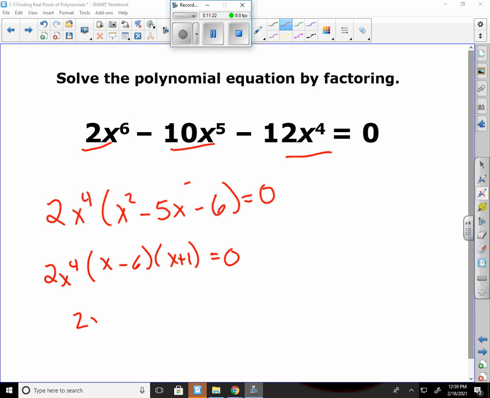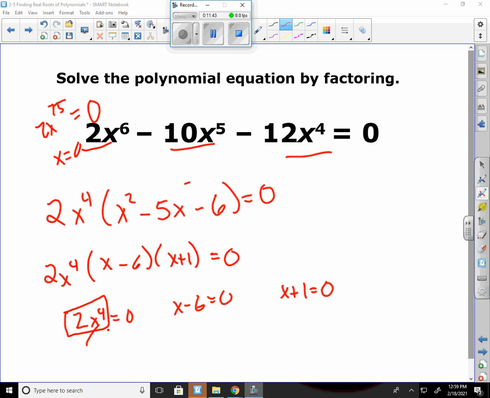Now break it up. 2x to the 4th equals 0. x minus 6 equals 0. And x plus 1 equals 0. I'm going to do you a big favor here. I'm going to let you know that anytime you have a single term, like 2x to the 4th, it could be 2x to the 75th power, if it's equal to 0, x equals 0. And that's because we don't have anything being added or subtracted from this number.